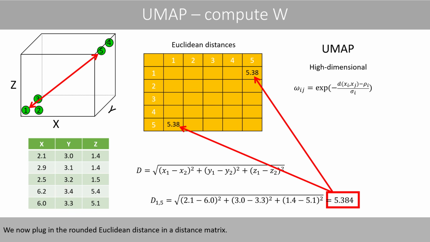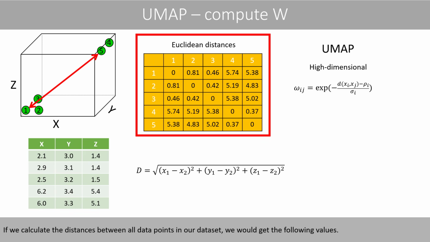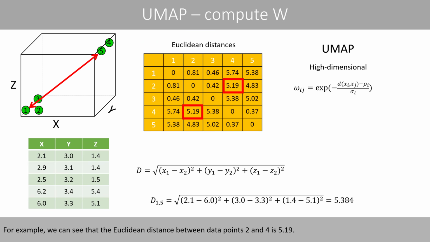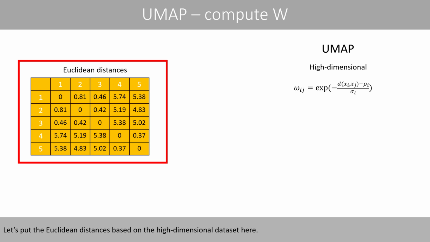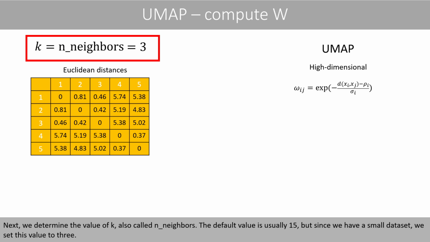We now plug in the rounded Euclidean distance in a distance matrix. If we calculate the distances between all data points in our dataset, we will get the following values. For example, we can see that the Euclidean distance between data points 2 and 4 is 5.19. Let's put the Euclidean distances based on the high-dimensional dataset here. Next, we determine the value of k, also called nNeighbors. The default value is usually 15, but since we have a small dataset, we set this value to 3.